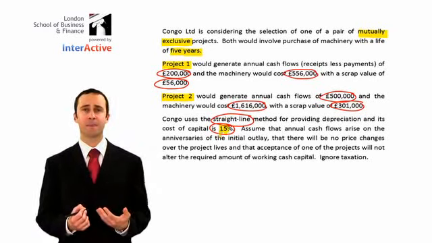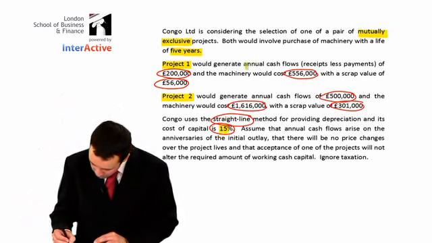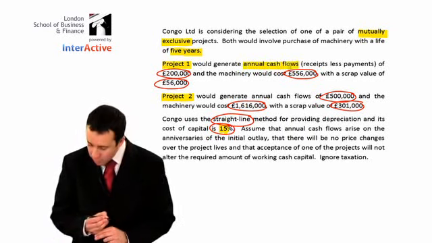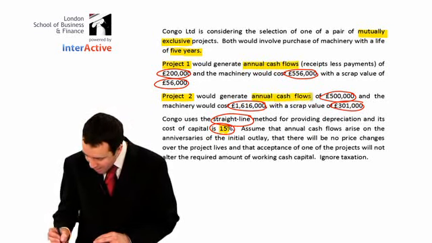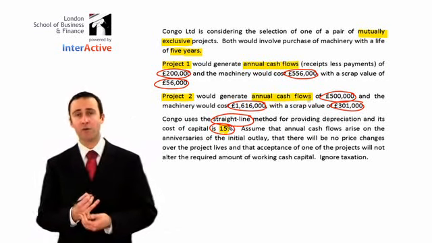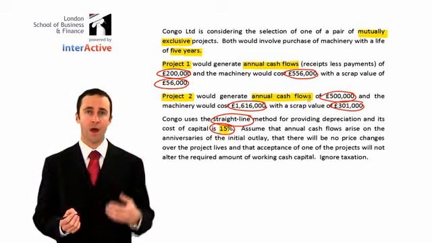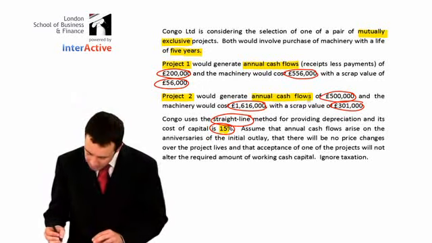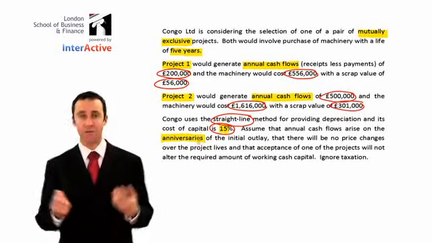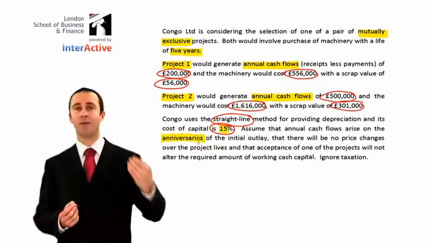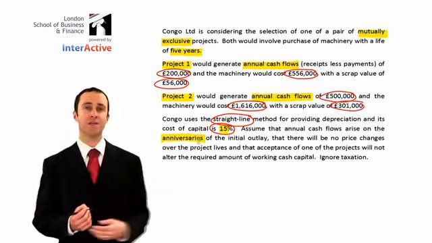Key thing that we have within this example is that project 1 has annual cash flows of 200,000. Project 2 has annual cash flows of £500,000. So what we have here is an annuity. Also, those annual cash flows arise on the anniversaries of the initial outlay. So the initial outlay is at T0, so the cash flows will start at T1 and go on to T5.